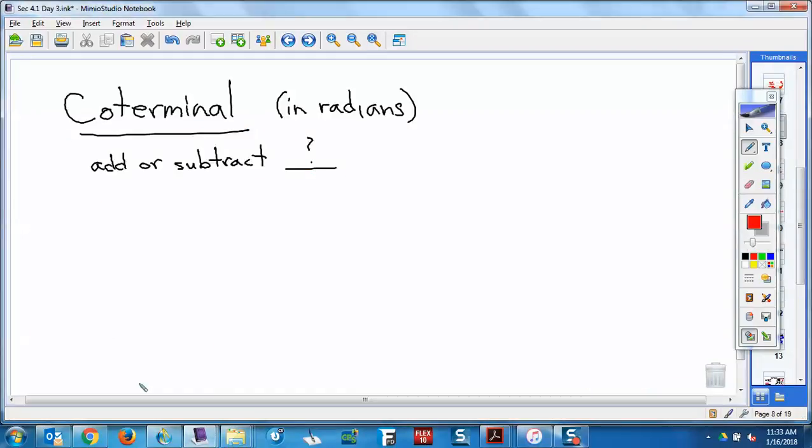Moving on. So, back to coterminal. The first thing we did in this chapter 4, we were doing those coterminal. What are you going to do if I give you, and think about the warm-up we just did, an angle like 7 pi over 6, and I want you to give me a positive angle that's coterminal to that? What are you going to do? You're going to add or subtract what?